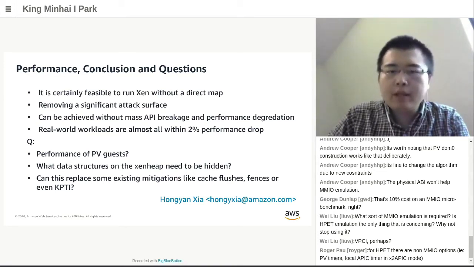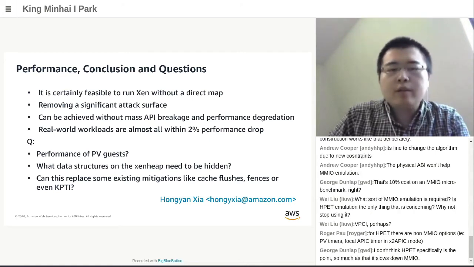And this can be done without breaking the ABI or API, or huge performance degradation. After addressing the issues, for HVM the real-world workloads are almost all within a 2% performance drop. That's the progress I have so far, and I'm really glad to be here and share my progress.